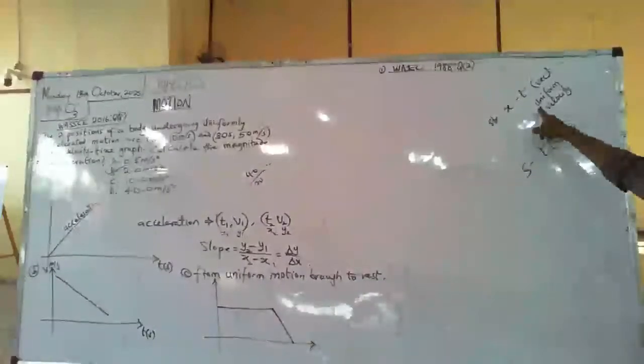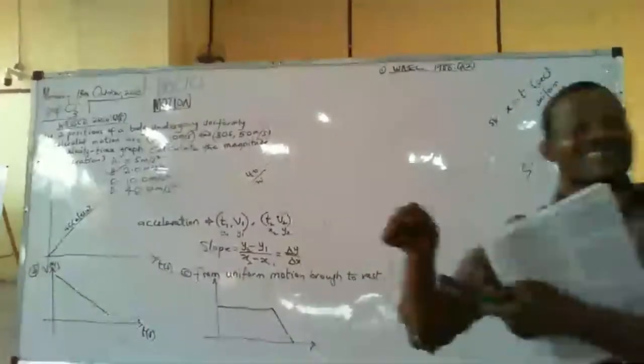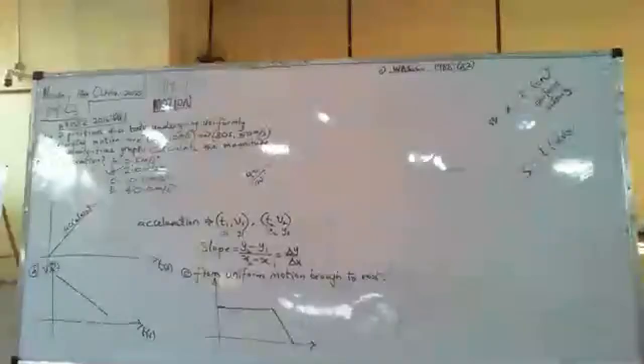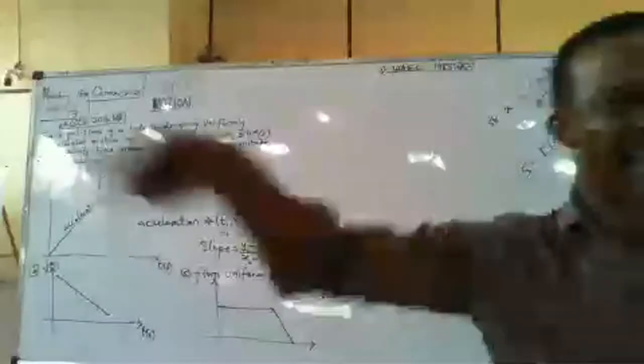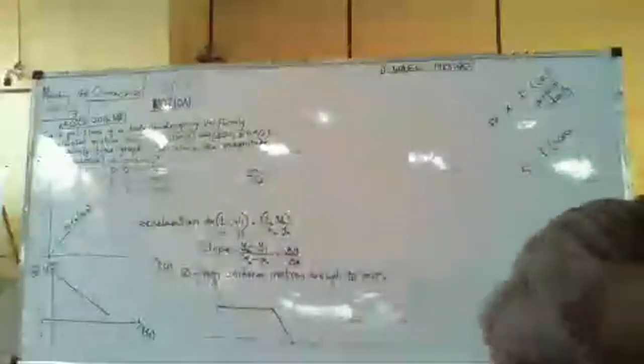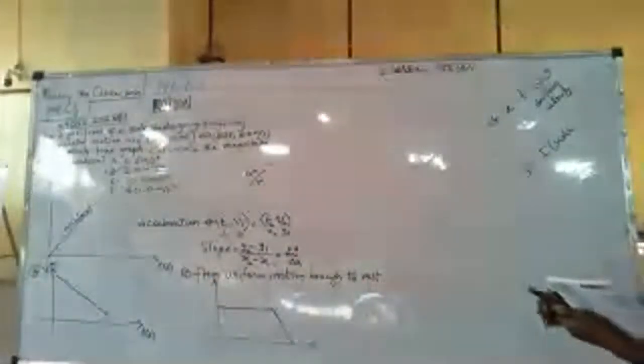Look at this. The slope of a displacement-time graph represents velocity, which is the rate of change of displacement over time. The dx/dt is velocity, which is the slope of a displacement-time graph. Simple question. Now, let's take the next step.